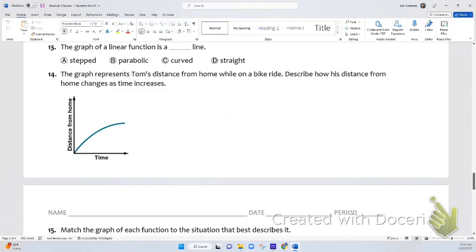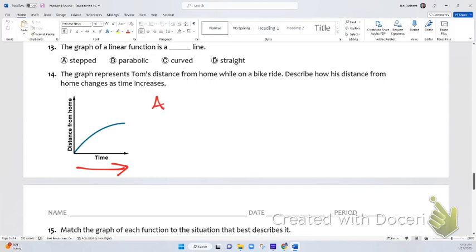For number 14, the graph represents Tom's distance from home while on a bike. Okay? Describe how the distance from home changes as time increases. Okay? So, as Tom is riding his bike, you'll notice as time goes on, time meaning that it goes to the right, the longer the time, the longer the distance he is from home. And that kind of makes sense, because if you're riding a bike and you're just riding going east or west, whatever direction, the further you're going out, the further away from home you are, right?